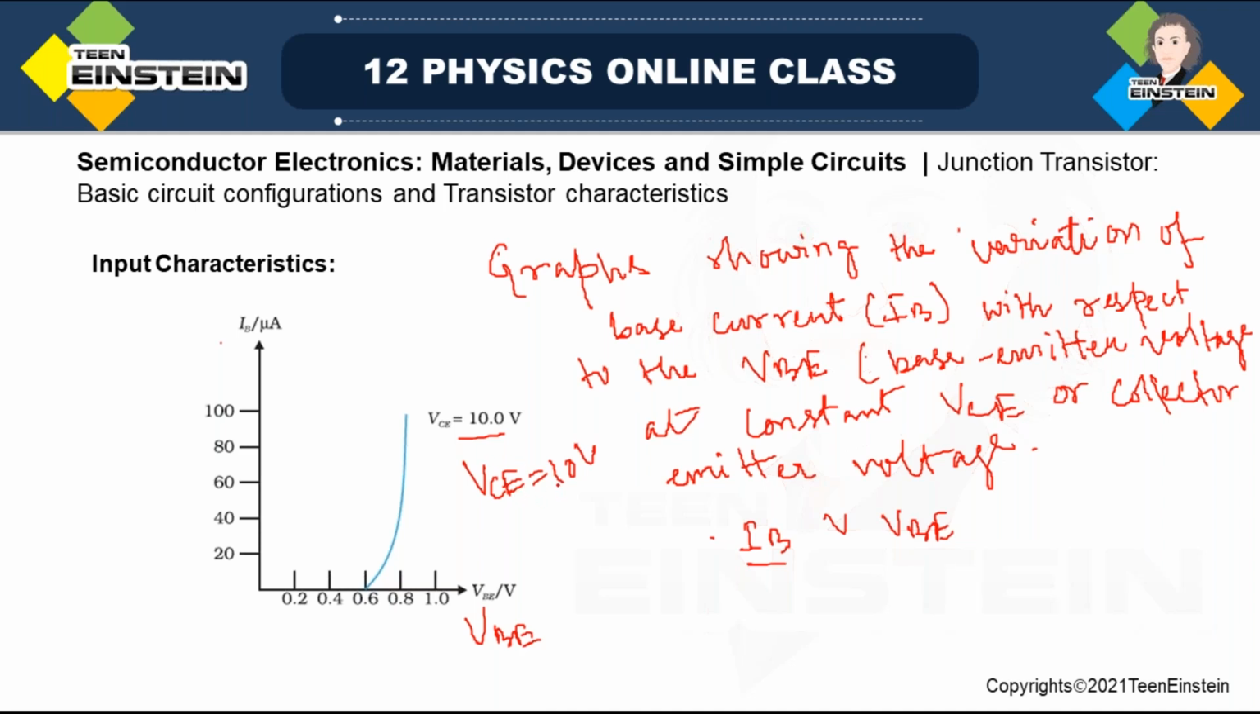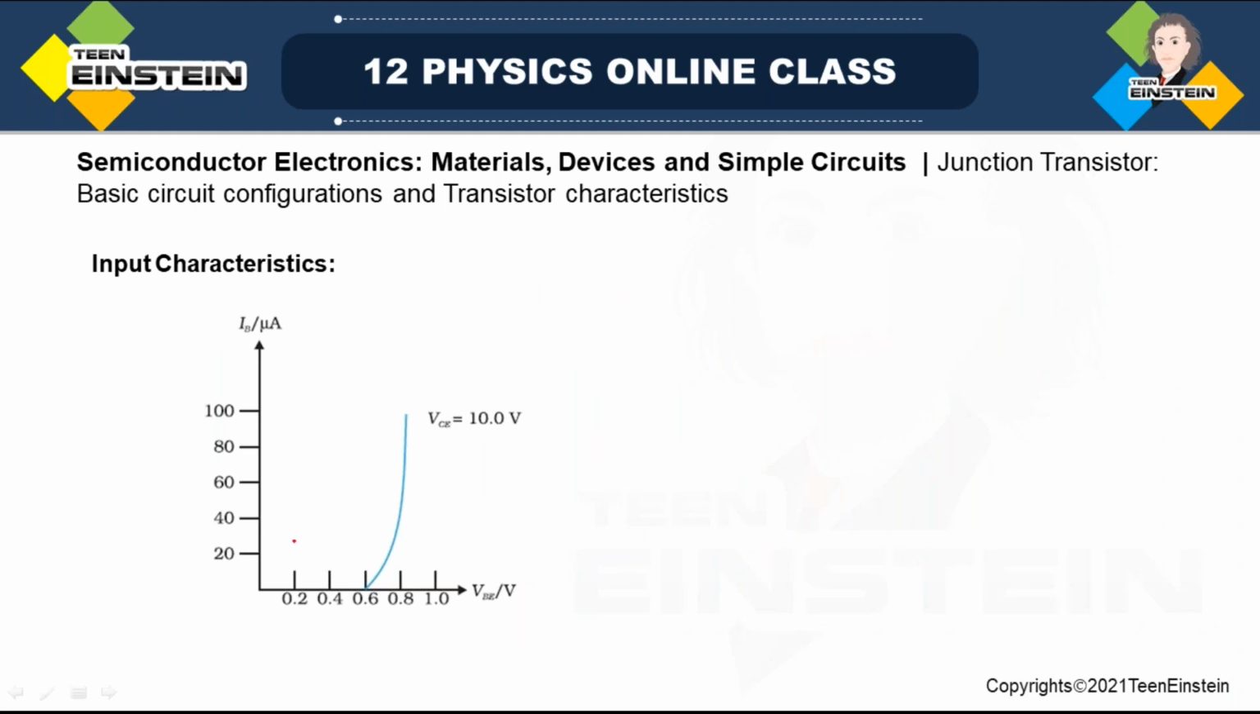So if I draw many curves keeping VCE constant, suppose here it is 10, I can just keep another VCE constant, some 15 or 20 or whatever. That would not change the nature of the curve. So that's why only one or two curves are generally drawn. Input curve, only one or two. So one or two input characteristics are drawn. Here only one, for VCE constant at 10 volt.